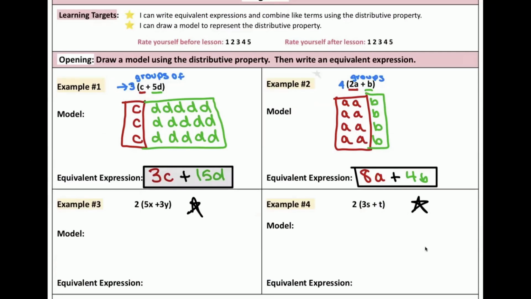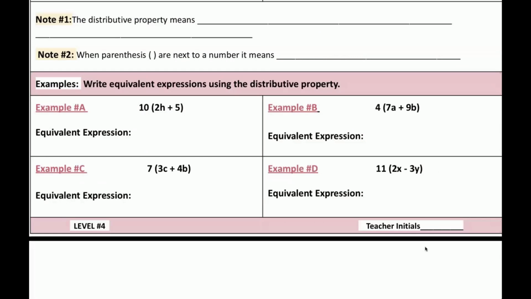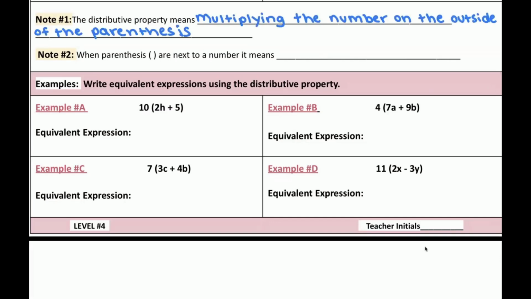Let's take a look at some notes. We've talked about how the distributive property and the coefficient can tell us how many groups of terms we have. Another way to think about the distributive property, if we're not drawing models, is that the distributive property means multiplying the number on the outside of the parentheses. Like in this example down here, the 10, we'll multiply that times each term on the inside. So remember, parentheses means multiply. That's something you need to memorize. Remember, you can always pause the video if you need more time.